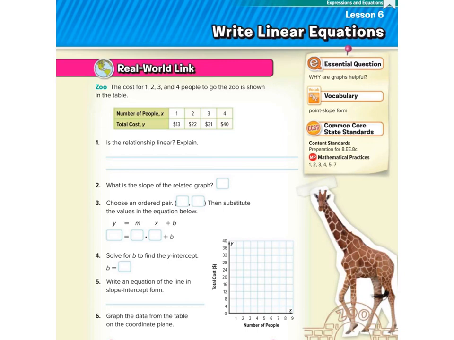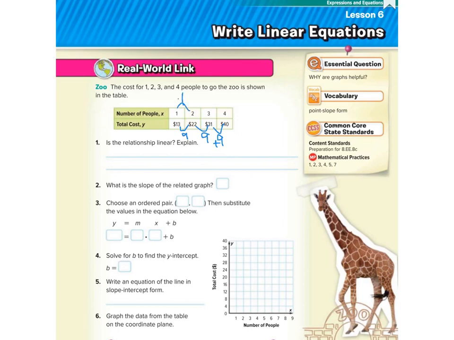Okay, immediately I see that the relationship is not proportional, but that doesn't mean it's not linear. We have to find the constant rate of change, or the change in y over change in x. So, from 13 to 22, it's a change of positive 9. So I'm going to write that down. 9. From 22 to 31, it's a change of positive 9. And from 31 to 40, it's a change of positive 9.